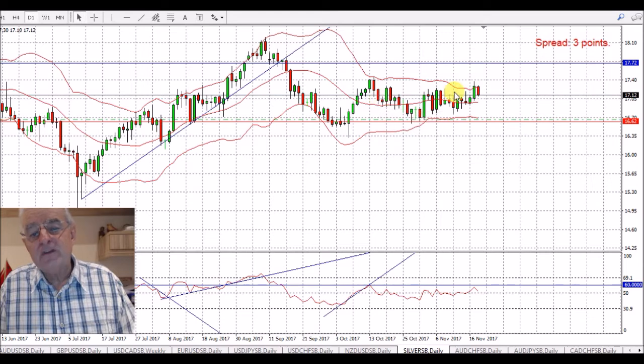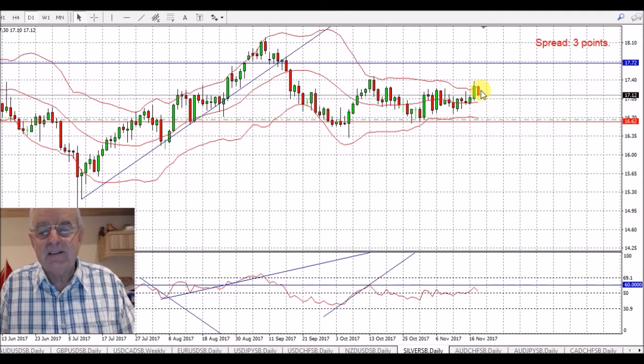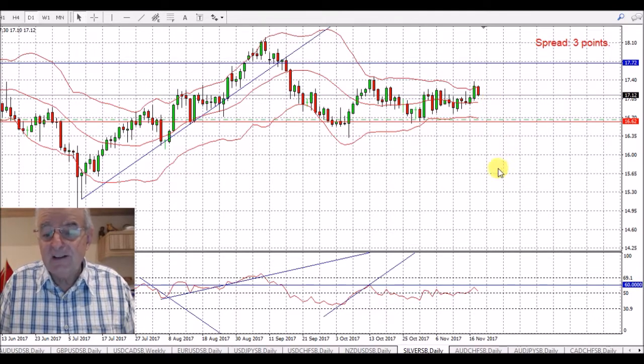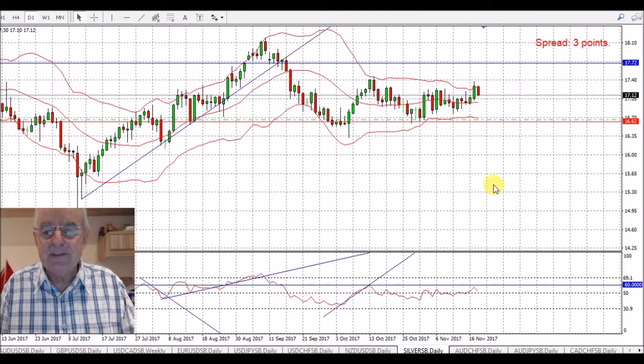Silver, more sideways movements. We got a red candle this morning. It's not really done anything or gone anywhere. I'd like to see it break nicely below the 50.